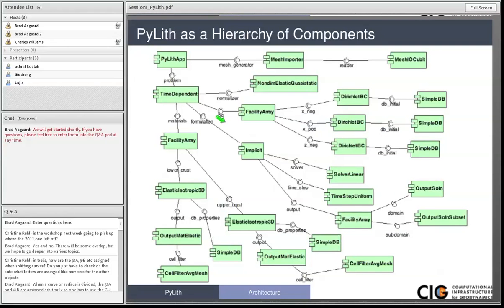Going back up to the top, we have boundary conditions. So we have an array of boundary conditions. We'll have an X negative, X positive, and Z negative boundary condition. All three of those are Dirichlet boundary conditions that will be specified by simple databases. That's over here in the far right. Our problem formulation will have an implicit time stepping with a linear solver, a uniform time step, and then we'll output over both the domain and a subdomain. So that's here and there.